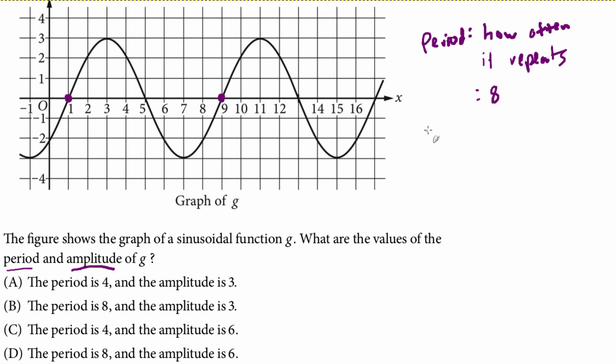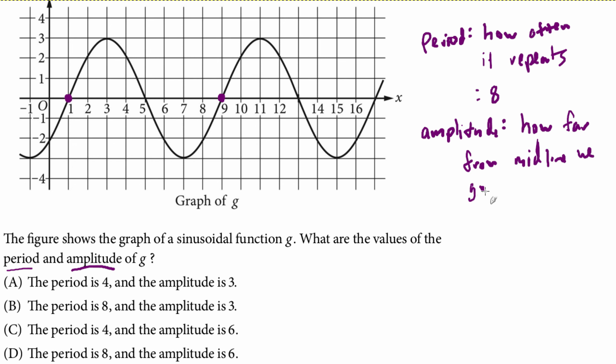Now, the amplitude. The amplitude is how far from, I'll call it midline, we go. So usually a standard sine curve or cosine curve has amplitude 1 because it goes from 0 up to positive 1 and down to negative 1.